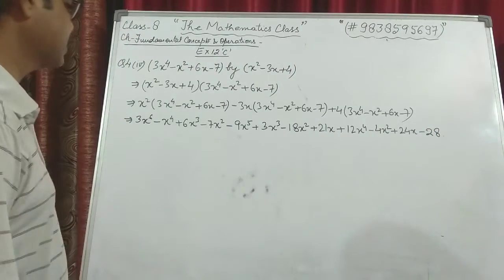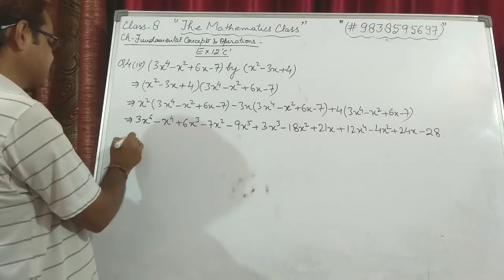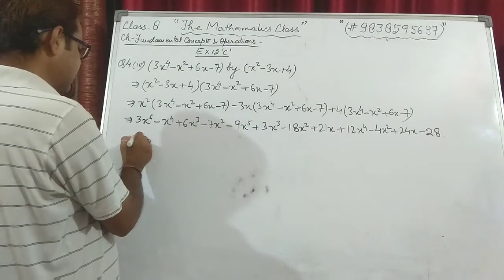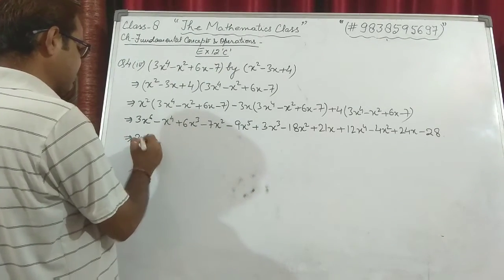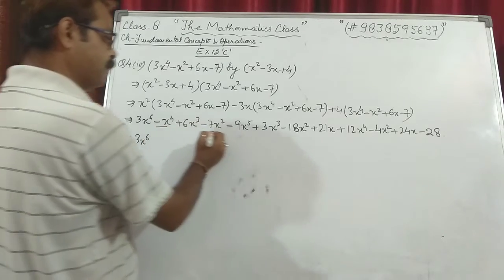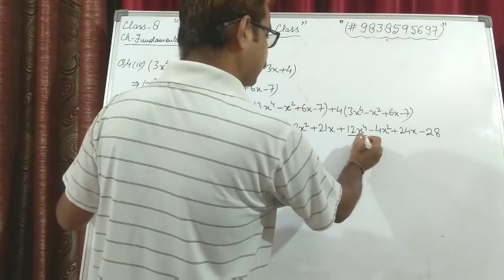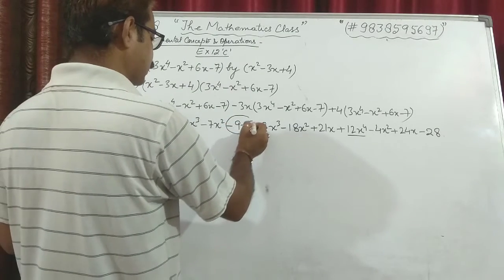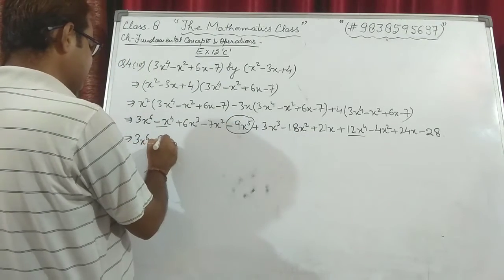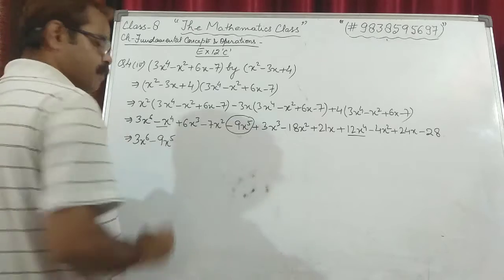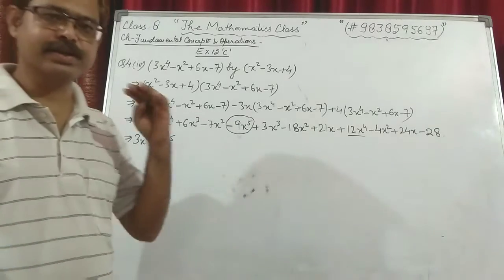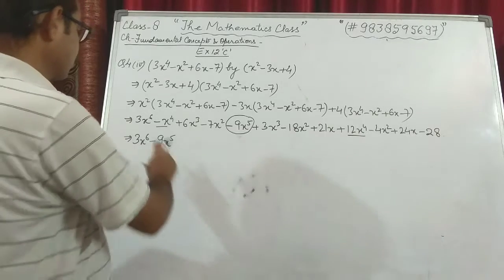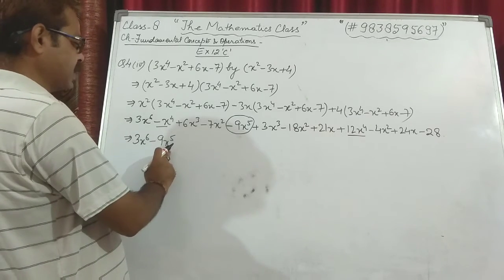Now we'll find out. First is 3x to the power 6. We don't have any other term with x to the power 6, so we'll write it as it is, 3x to the power 6. Now minus x to the power 4 and 12x to the power 4 are there, but in between we have minus 9x to the power 5. So first we'll write minus 9x to the power 5, because we write polynomials in the descending order of their degrees and powers. So 6, 5. Now we'll move on to x to the power 4.